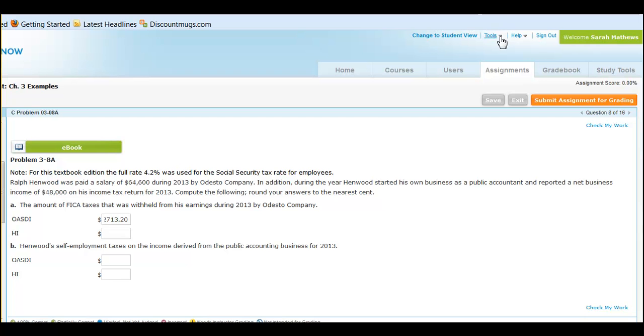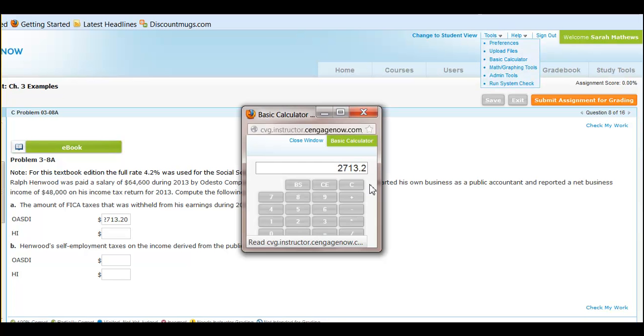Okay, then we're going to calculate our Medicare portion. And it's still going to be $64,600, only our Medicare rate is 1.45%. So times 0.0145, and we get $936.70.